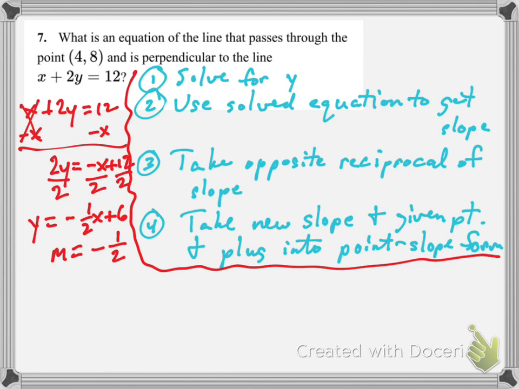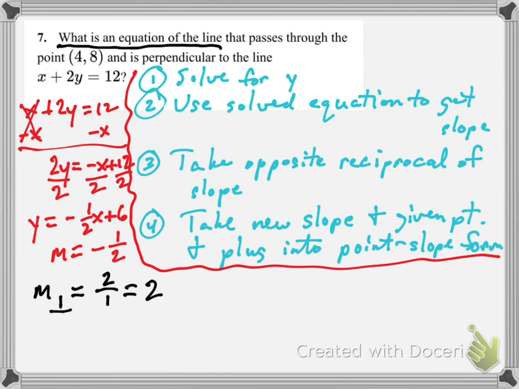So we did that. Use the solved equation to get the slope. We did. Step 3, take the opposite reciprocal of that slope. So the slope of the perpendicular line will flip, or change the sign, negative to positive, flip 1/2. So now I get 2/1. Well, 2/1 is just 2. That's step 3. Now they want the equation of the line.